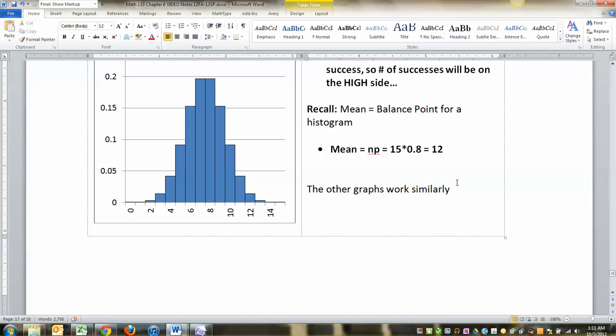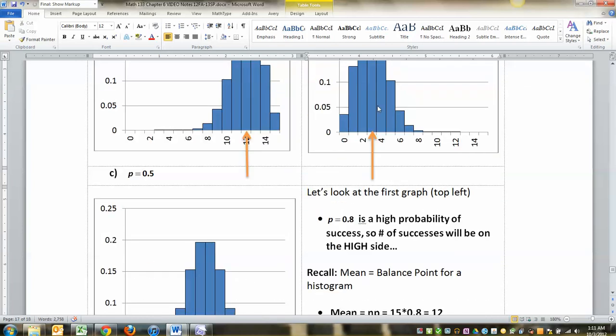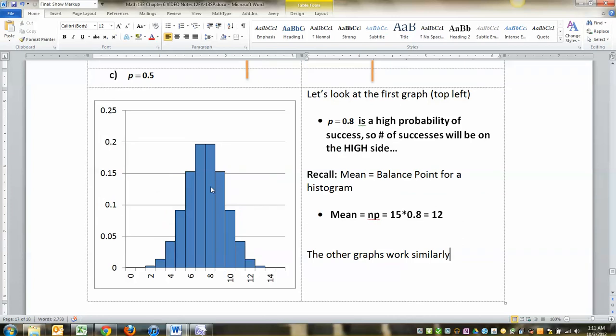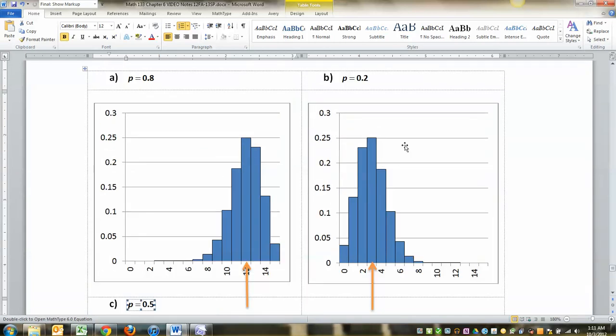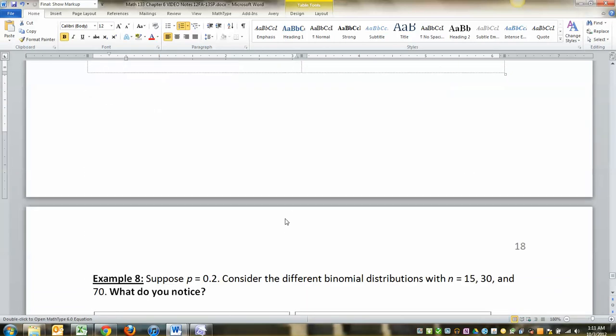All right, now the other graphs work similarly. That's what I was just explaining. The lump over here on the low end because probability is low. Here the lump is in the middle. The high points are in the middle because 0.5 is right in the middle. Now, let's look at the 0.2 one again, this one right here on the left. See how it's all on the left?